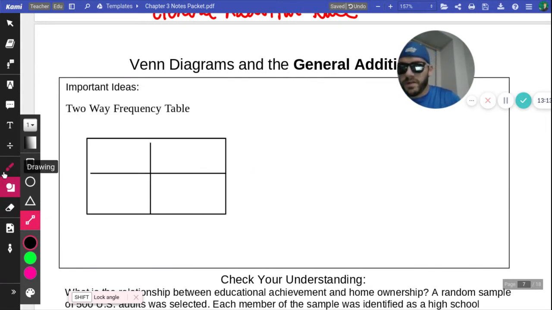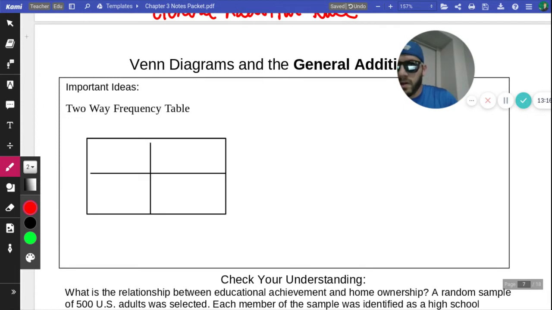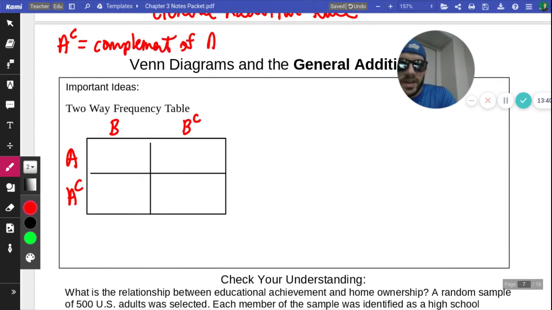And then our events, we're going to say are A and then the complement of A, B and the complement of B. So remember, A^C is the complement of A. So if A is having blue eyes, then the complement of A is not having blue eyes.